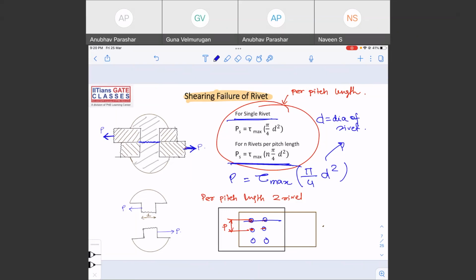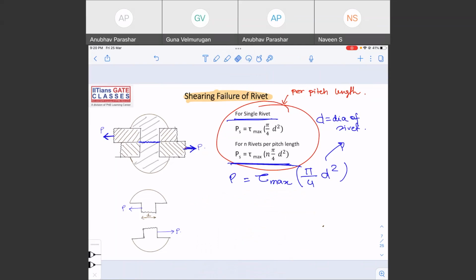Why I am telling you, let me explain a little. Why am I writing this formula per pitch length? Because riveted joints can be very large. For example, if you have a boiler, let me say a boiler drum is there. This is a cross sectional area. Let me say this is the boiler drum.